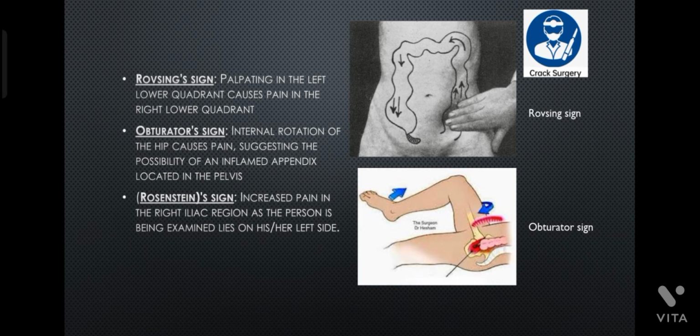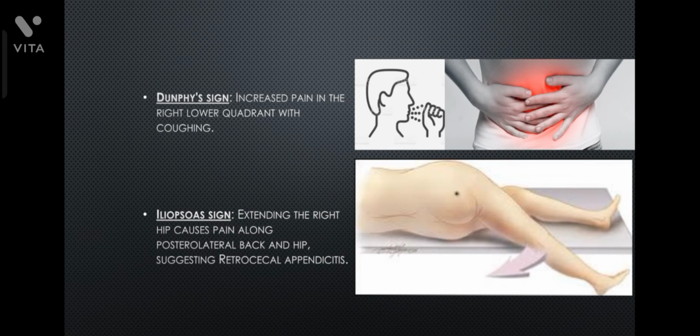Rosenstein sign. Increased pain in the right iliac region as the person being examined lies on his or her left side. Next sign is Dunphy sign. Increased pain in the right lower quadrant with coughing or any abdominal pressure. Iliopsoas sign. Extending the right hip causes pain along the posterior lateral back and hip, suggesting retrocecal appendicitis.